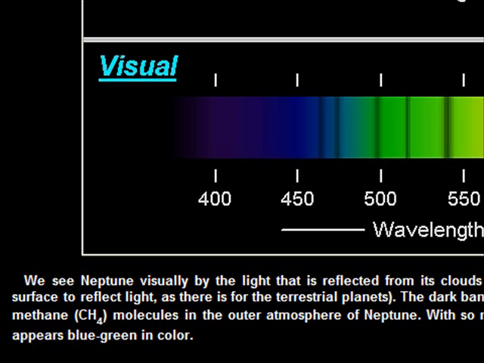The dark bands in the red portion of the spectrum are due to absorption by methane, CH4, molecules in the outer atmosphere of Neptune. And for other elements and molecules, we would go into more detail and figure out why they look that way. And there's one more sentence here which says, with so much red removed by the methane from the reflected radiation, the planet appears blue-green in color.